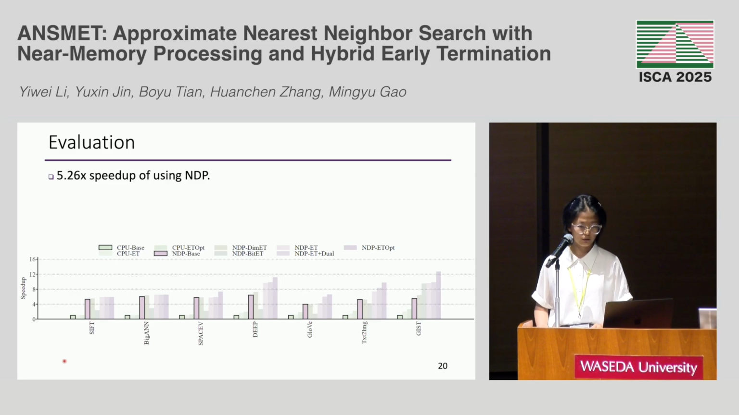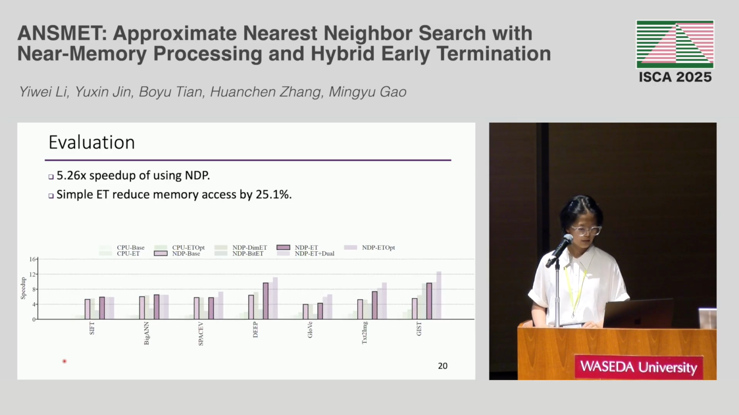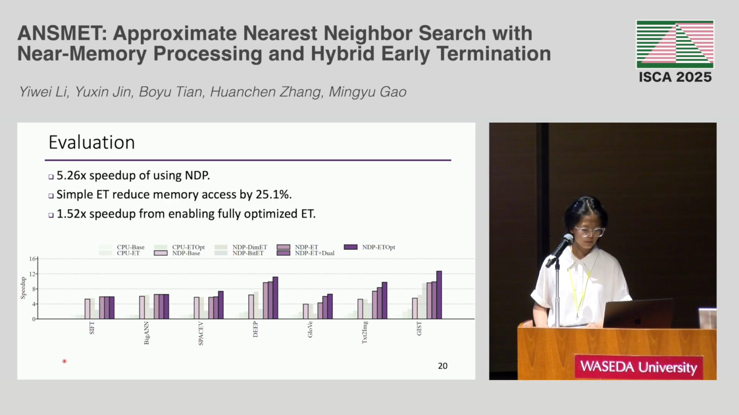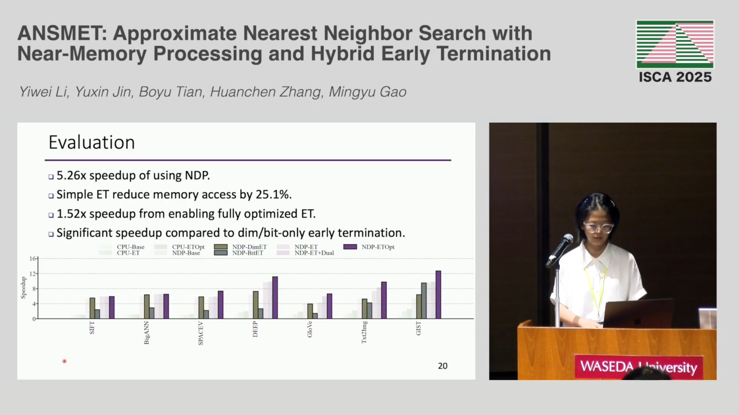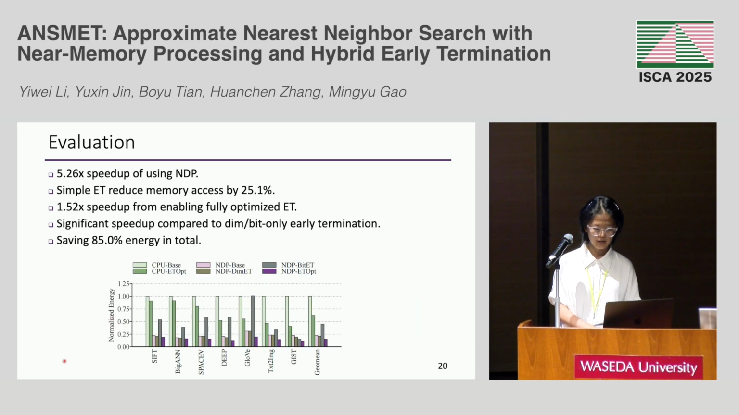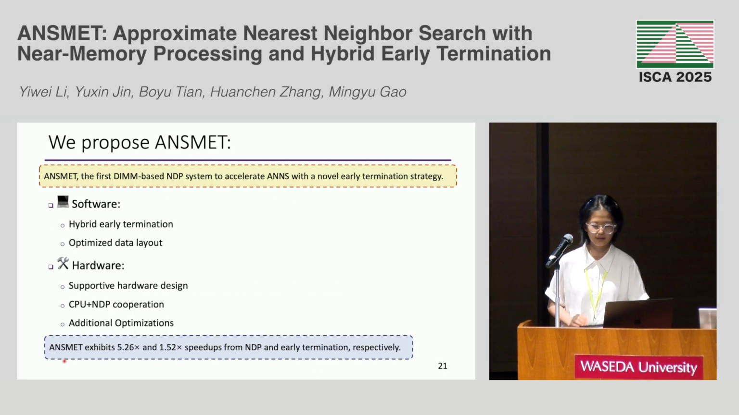We have 5.26 times speedup after adapting the NDP hardware. The memory access is reduced by 25.1% after introducing the simple early termination. We can get 1.52 times overall speedup after taking the whole ANSMET early termination strategy. It has been a significant speedup compared to the dimension-only or bit-only early termination, and here is the whole comparison. And as for energy consumption, we have saved 85% energy in total. In summary, this is our work ANSMET.